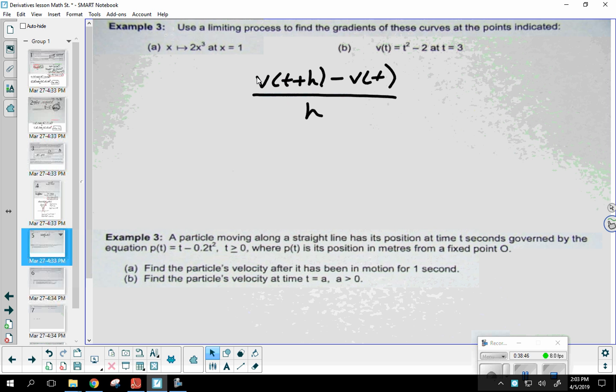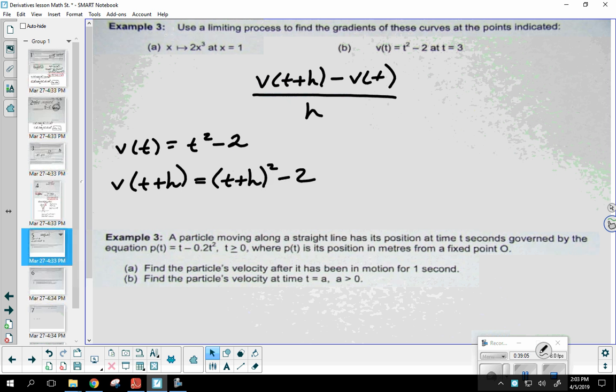All right. So let's see. What is v of t? T squared minus 2. V of t plus h would be t plus h squared minus 2. So what's t plus h squared? T squared plus 2th plus h squared, minus 2.